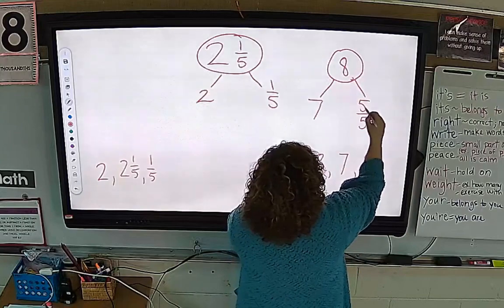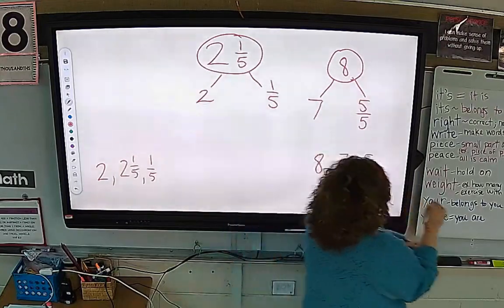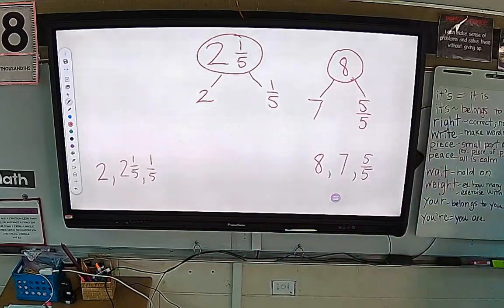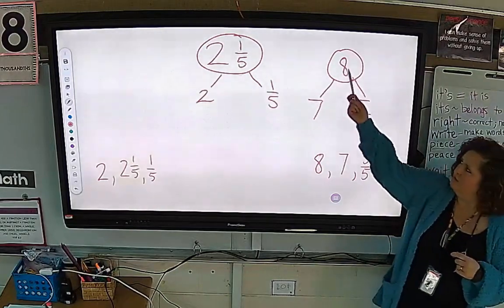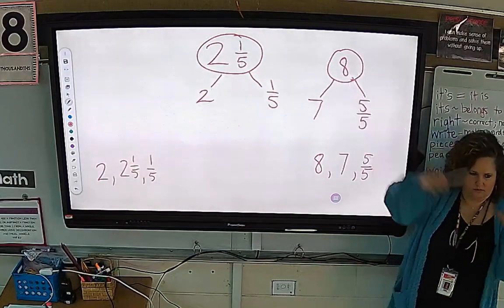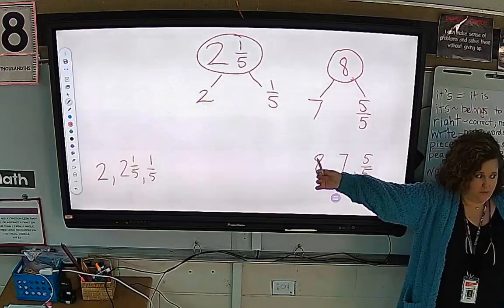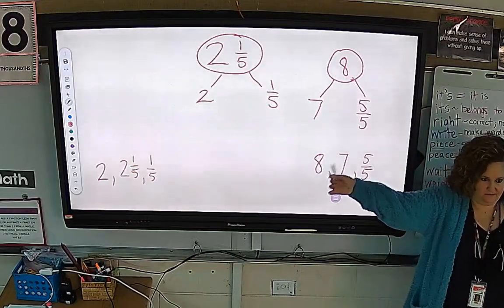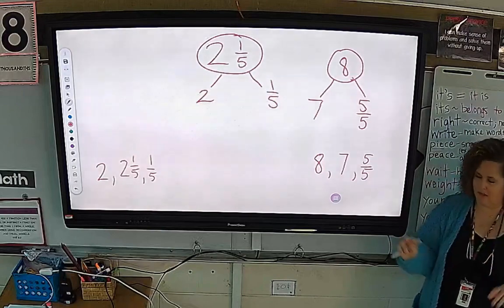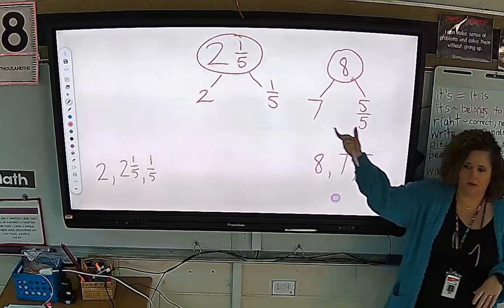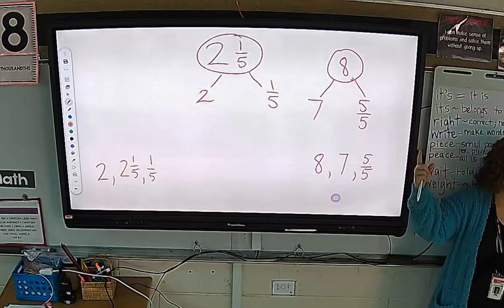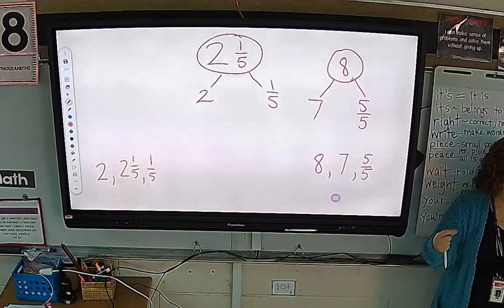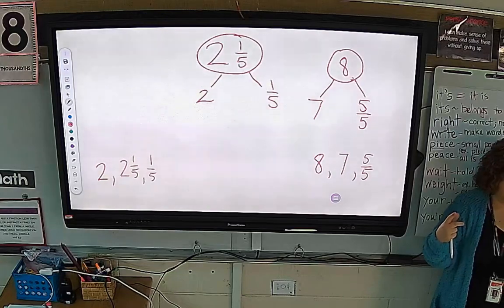Get the little dots out of the way here. Okay, that is correct. Go ahead and tell you that. You've just taken 8 wholes, like we drew on the tape diagram, and you've broken it into 2 pieces: 7 wholes and 5/5. Because isn't 5/5 equal to 1? Any number over itself is equal to 1. Cha, cha, cha. Okay, ready?